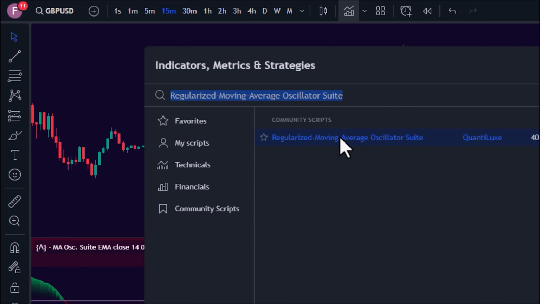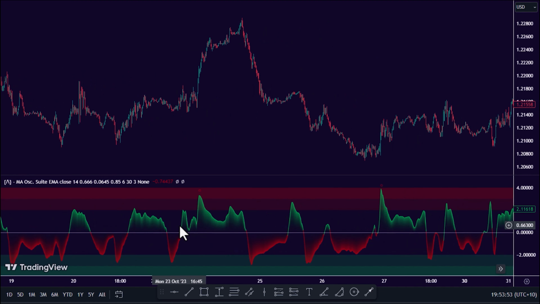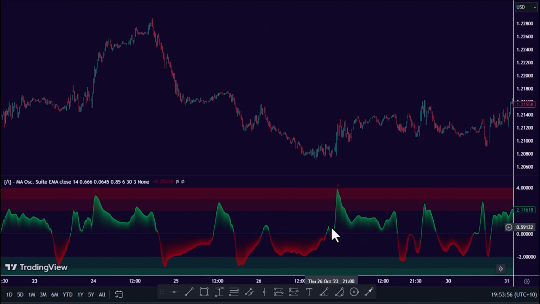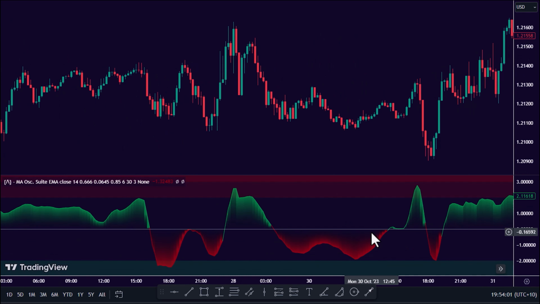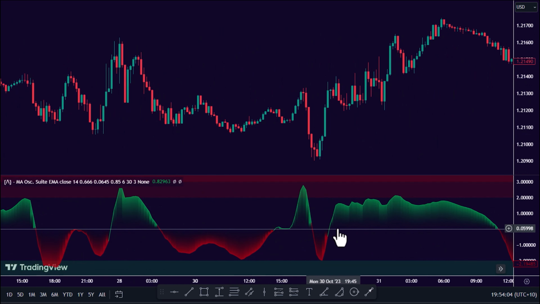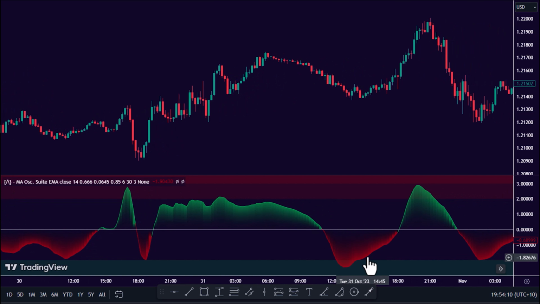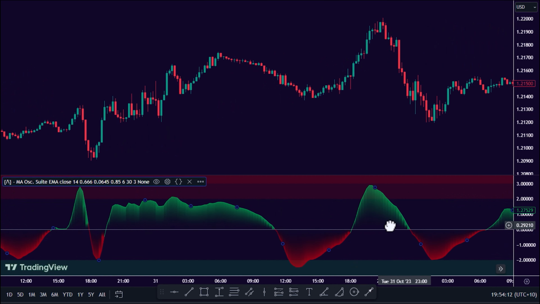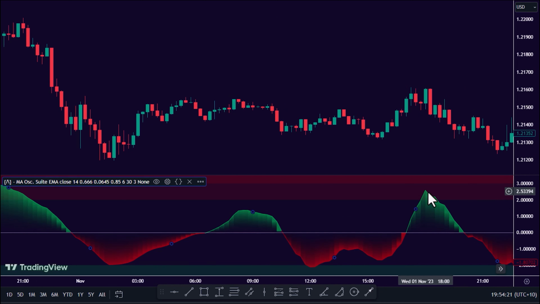The Regularized MA Oscillator Suite calculates the moving average, MA, based on user-defined parameters such as length, moving average type, and custom smoothing factors. It then derives the mean and standard deviation of the MA using a normalized period. Finally, it computes the z-score by subtracting the mean from the MA and dividing it by the standard deviation. The oscillator comes loaded with key features and functionalities.